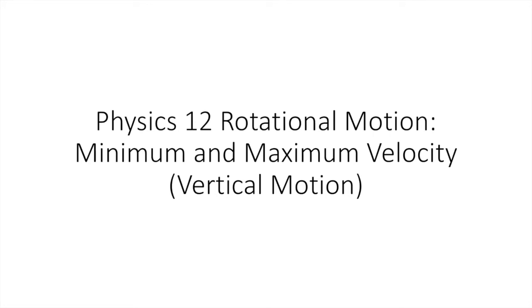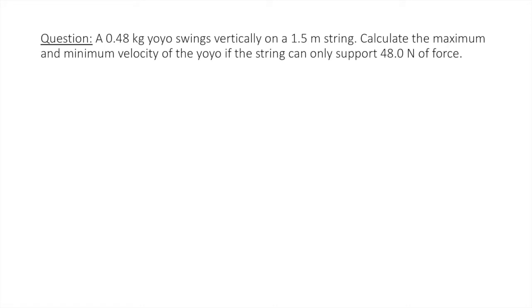I'll be explaining today how to solve rotational motion questions that involve calculating velocity for vertically spinning objects. For this question, you're asked to calculate the minimum and maximum velocity of a 0.48 kilogram yo-yo attached to a 1.5 meter string. You're told that the string can only support 48 newtons of force.